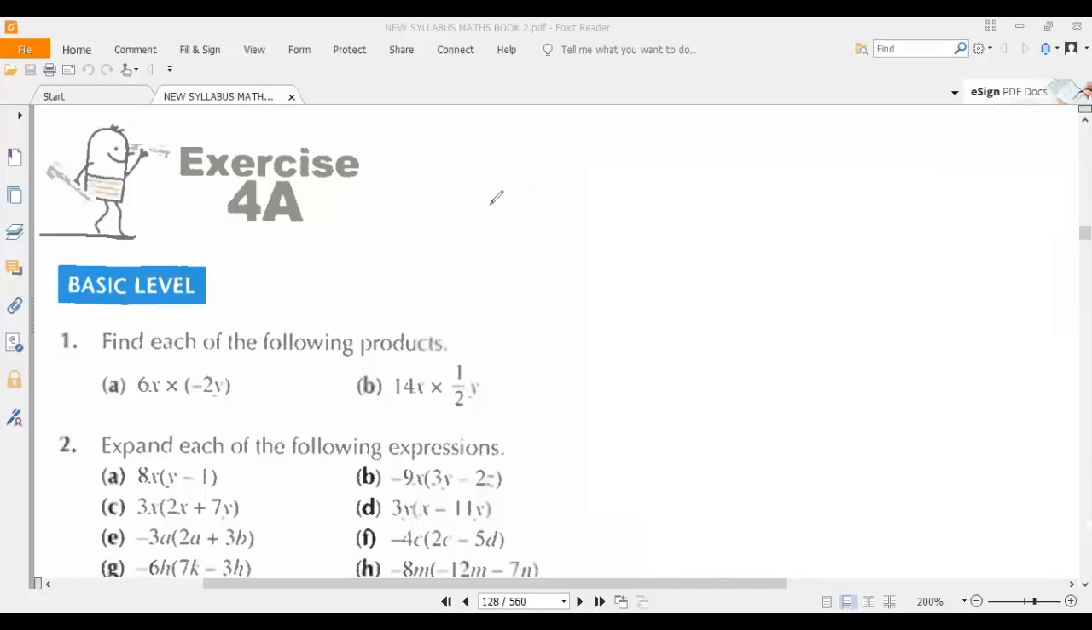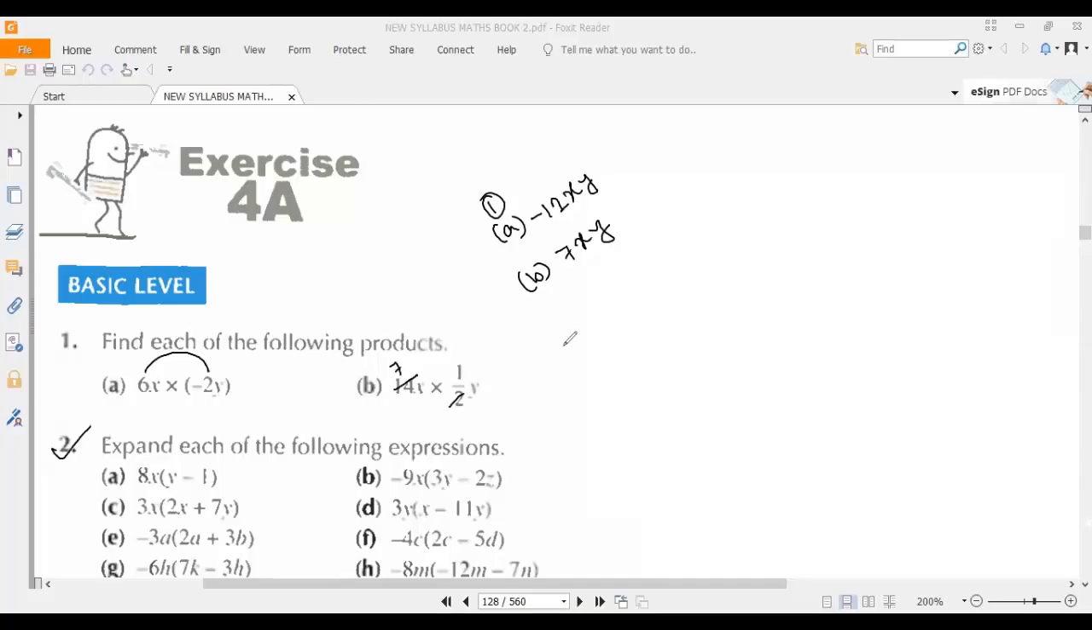Exercise 4A, question number 1. Number 1A, 6x multiplied by minus 2y. So 6 into minus 2, that will be minus 12. X into y, that is xy. So minus 12xy. Number B, 14x into 1 by 2y. We can easily cancel 14 by 2, then it will be 7. So 7 into x into y, answer will be 7xy.